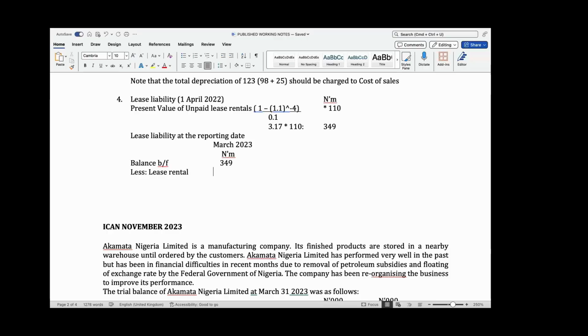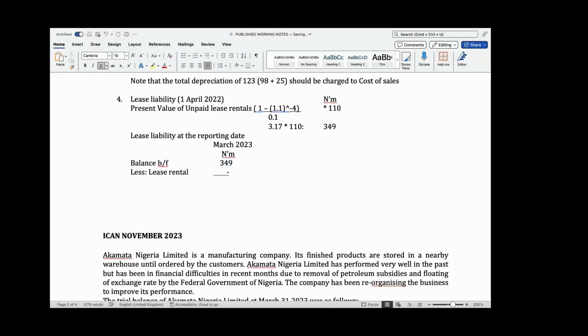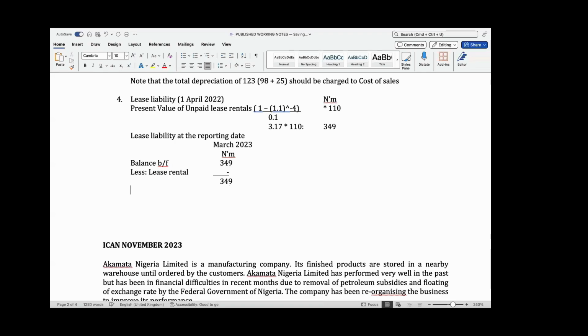Yes, Lukman, thank you. So here will be zero, because it has already been paid. We didn't include it as part of what we are owing here. So the lease rental we'll put here is zero because it has already been paid. We didn't consider it as part of our liability. So that means the balance is 349.